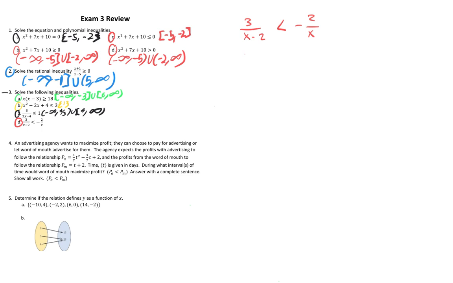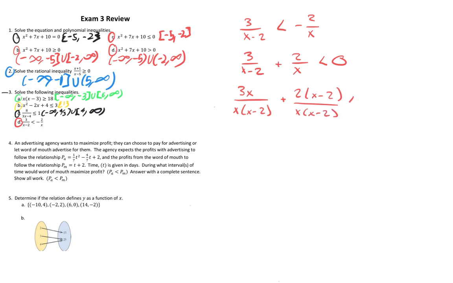So, if I move this to the opposite side by adding it, we'll have this expression here. And now I want to get these two here to have the same denominator. So I'm going to multiply the left fraction by x over x and the right fraction by x minus 2 over x minus 2. So I'm going to have 3 times x over x times x minus 2 plus 2 times x minus 2 over x times x minus 2 is less than 0.